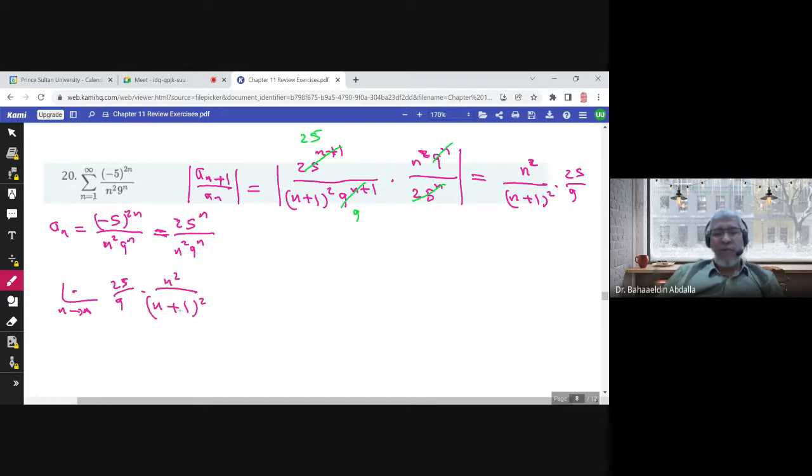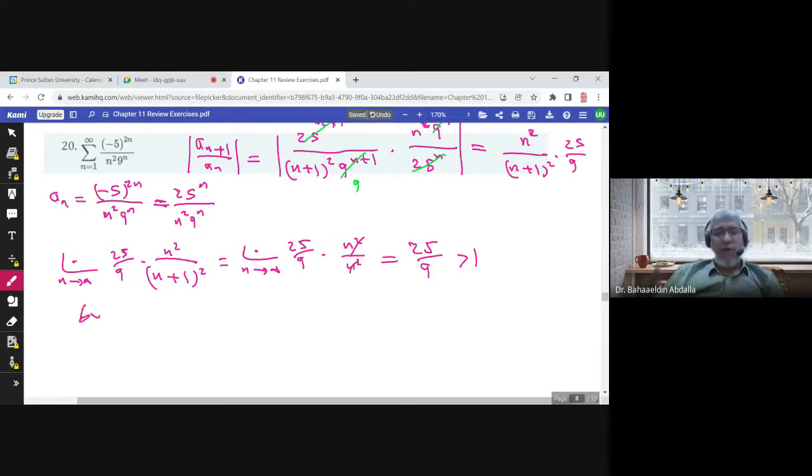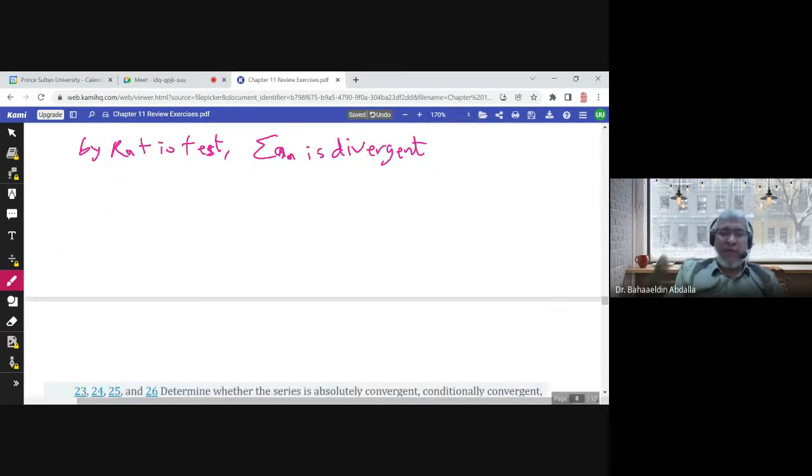And the limit of this when n approaches infinity is 1, because I take the highest power here and the highest power here. So the limit is 25 over 9, and this is greater than 1. So by ratio test, summation a_n is divergent. If the limit is greater than 1, this here is divergence.